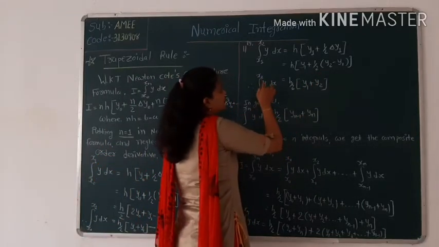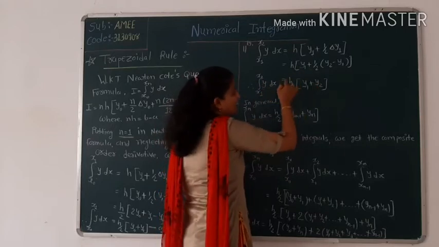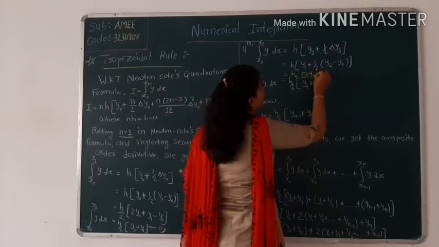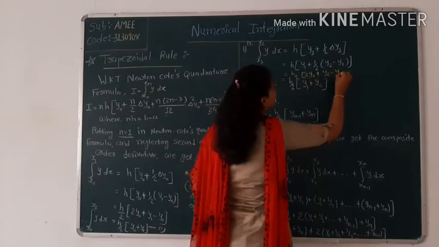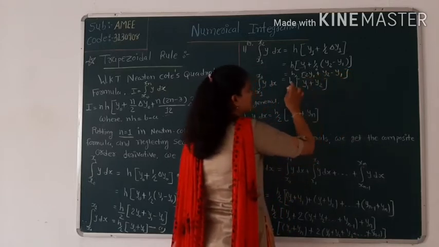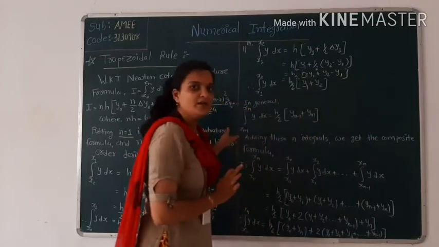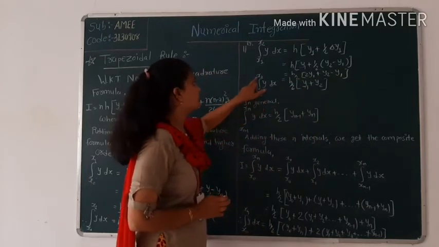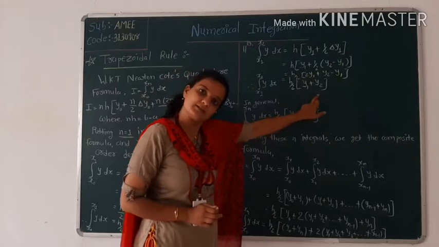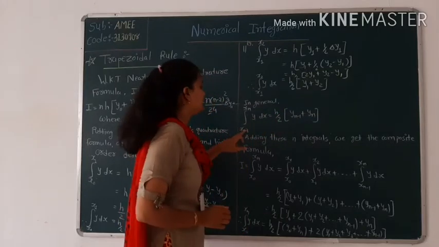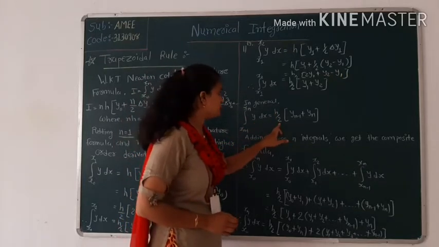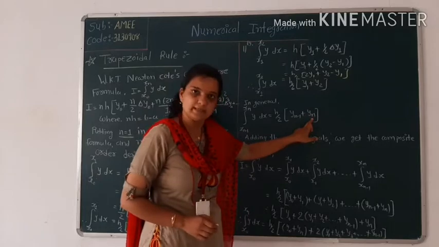So, integral x1 to x2 y dx equals h by 2 [2y1 plus y2 minus y1]. So, 2y1 minus y1 is y1, plus y2. So, h by 2 [y1 plus y2]. In a similar way, integral x2 to x3 y dx equals h by 2 [y2 plus y3]. In general, integral xn minus 1 to xn y dx equals h by 2 [yn minus 1 plus yn].